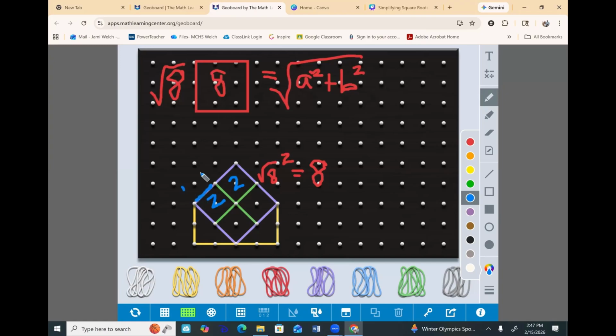And so surely they're getting to the point where they're going, okay, I know the side length is just the square root of the area. So it's the square root of 2, and this side length is the square root of 2. But we also know that side length is the square root of 8 because that's how we created the square, right? It was using the square root of 8. So the square root of 8 equals 2 square roots of 2. And so that's really what we're trying to get students to see.